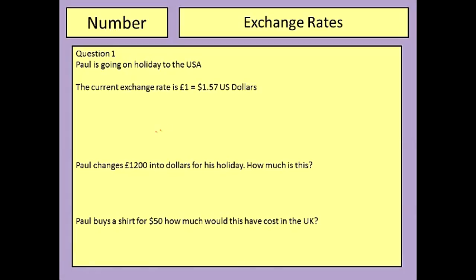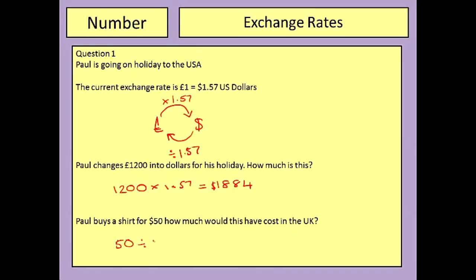Okay, so let's set up our guide. We've got pounds and we've got dollars. To go from pounds to dollars, I multiply by 1.57. To go back the other way, I'm going to divide by 1.57. So changing £1,200 into dollars, I'm going to need that calculation, which is going to give me an answer of $1,884. To go back the other way, $50, I'm going to divide it by 1.57, and that's going to give me a complicated number which I'm going to round sensibly to £31.85. Remember, this figure here has been rounded to 2 decimal places.